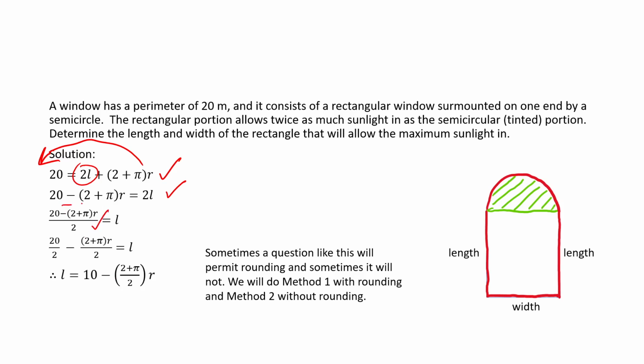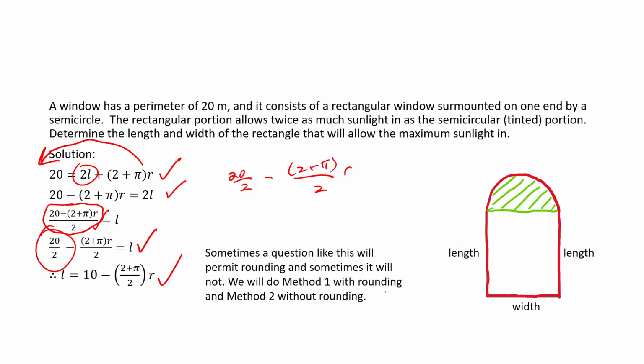Now we can split apart this fraction. We can call it 20 over 2 minus the quantity 2 plus pi over 2 times r. And so we're going to say that's what L is equal to, and 20 over 2 is equal to 10, so we can say L is equal to 10 minus the quantity of 2 plus pi over 2 times r.